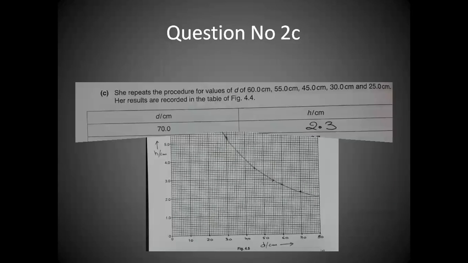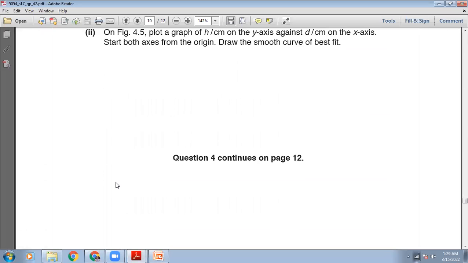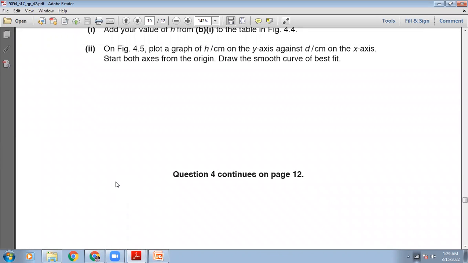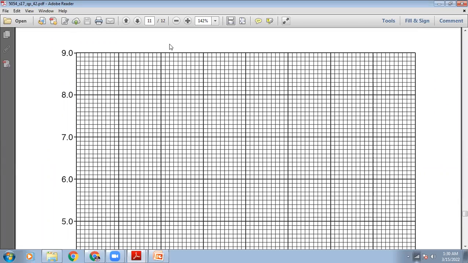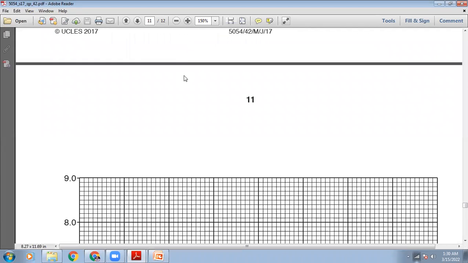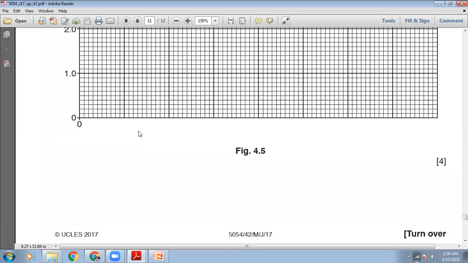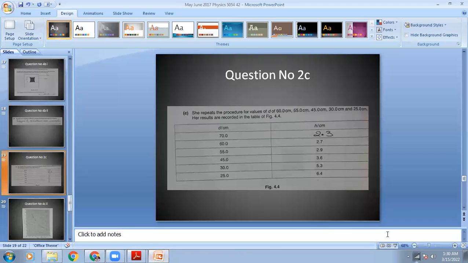Okay, so then let's have a look at the next part. It says on figure 4.5, plot a graph of h in centimeter on the y-axis against d in centimeter on the x-axis. Start both axes from the origin and draw a smooth curve of best fit. And this is that exercise. This is that grid basically, and we have to draw on this grid. So you can see this grid here and this grid here. So we have to draw. Let me show you.